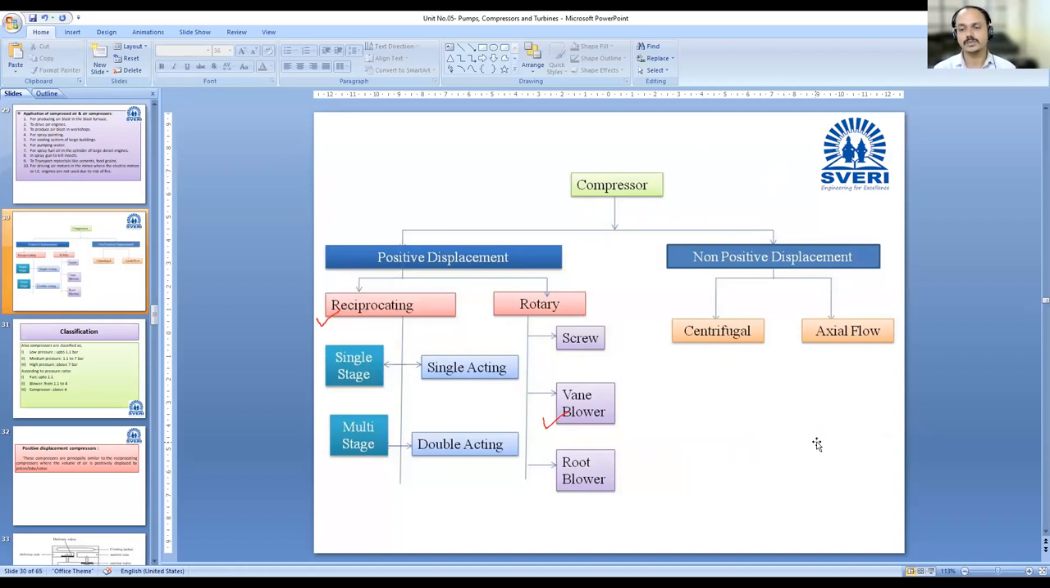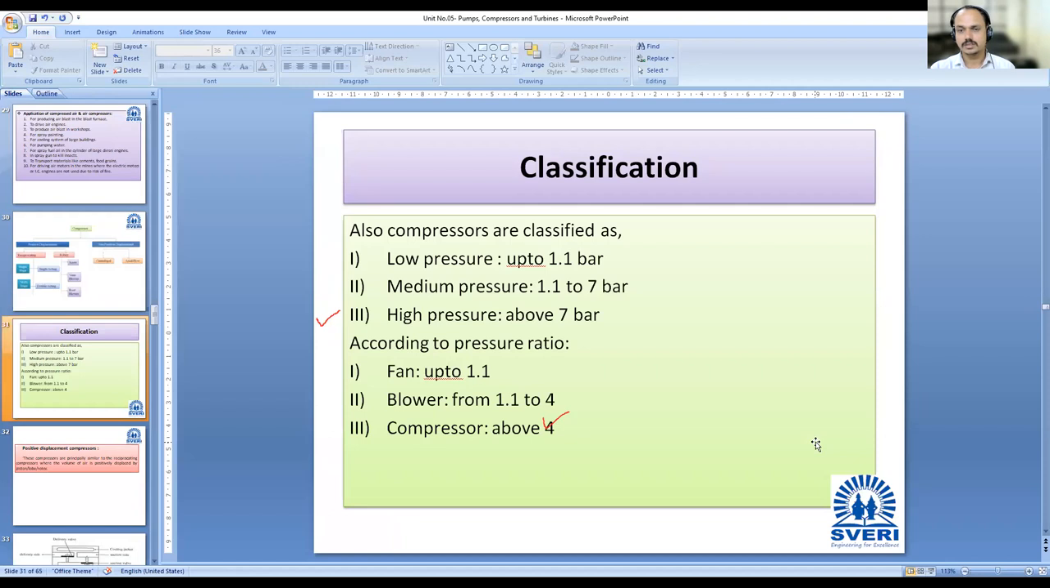So this one is the reciprocating compressor. The compressor mainly depends on what type of pressure we require. So there are three categories: low pressure, medium pressure, and high pressure. Then according to pressure ratio, up to 1 to 2, 1.1 to 4, and compressors above 4. It means this is the compression ratio only.